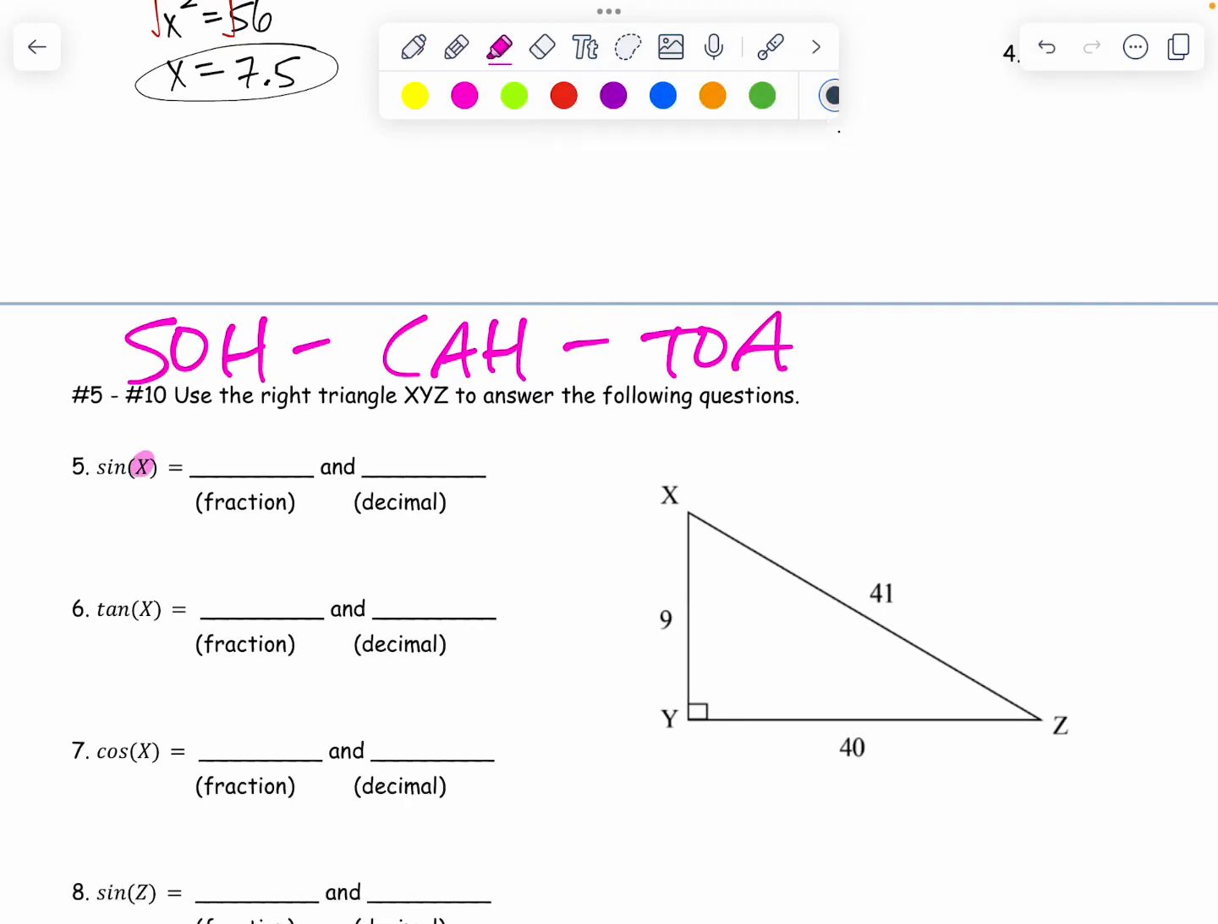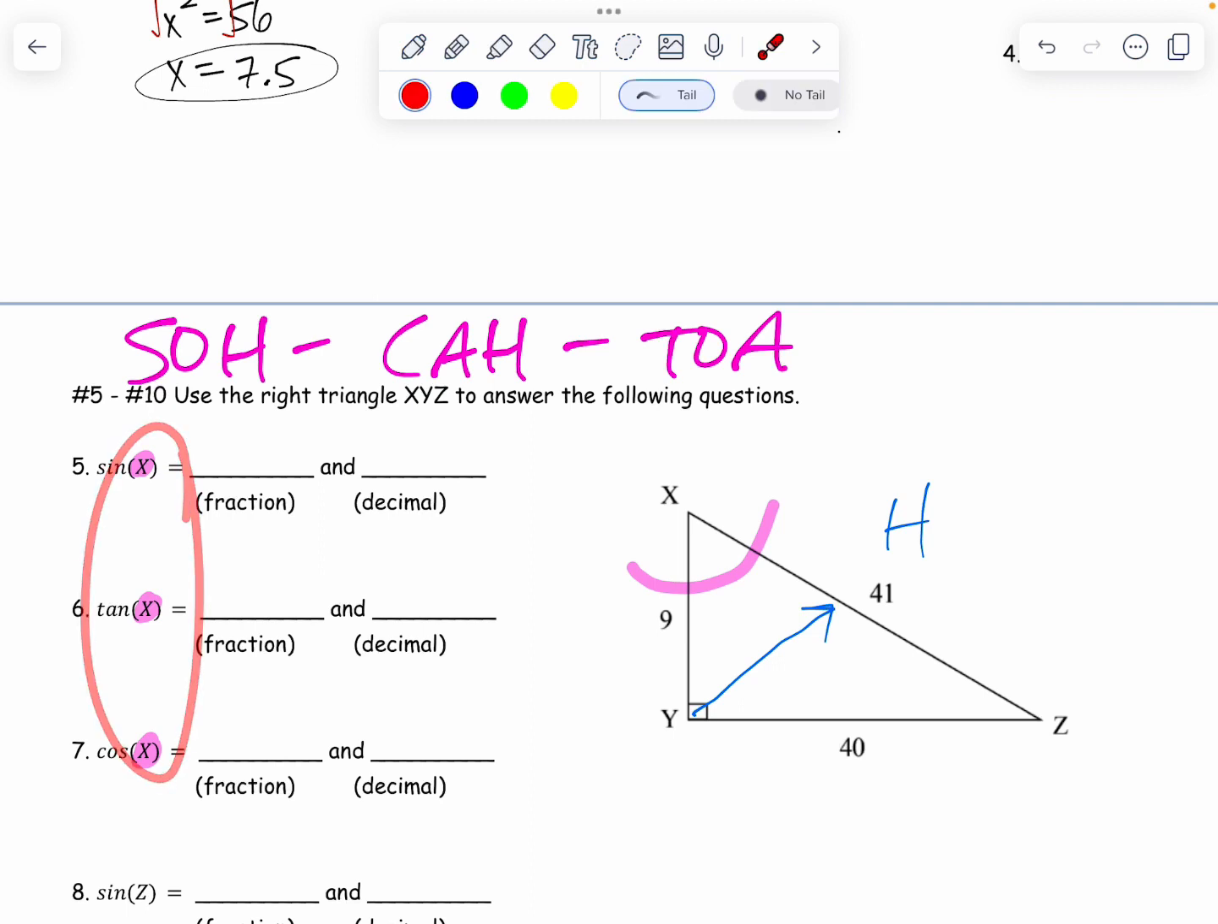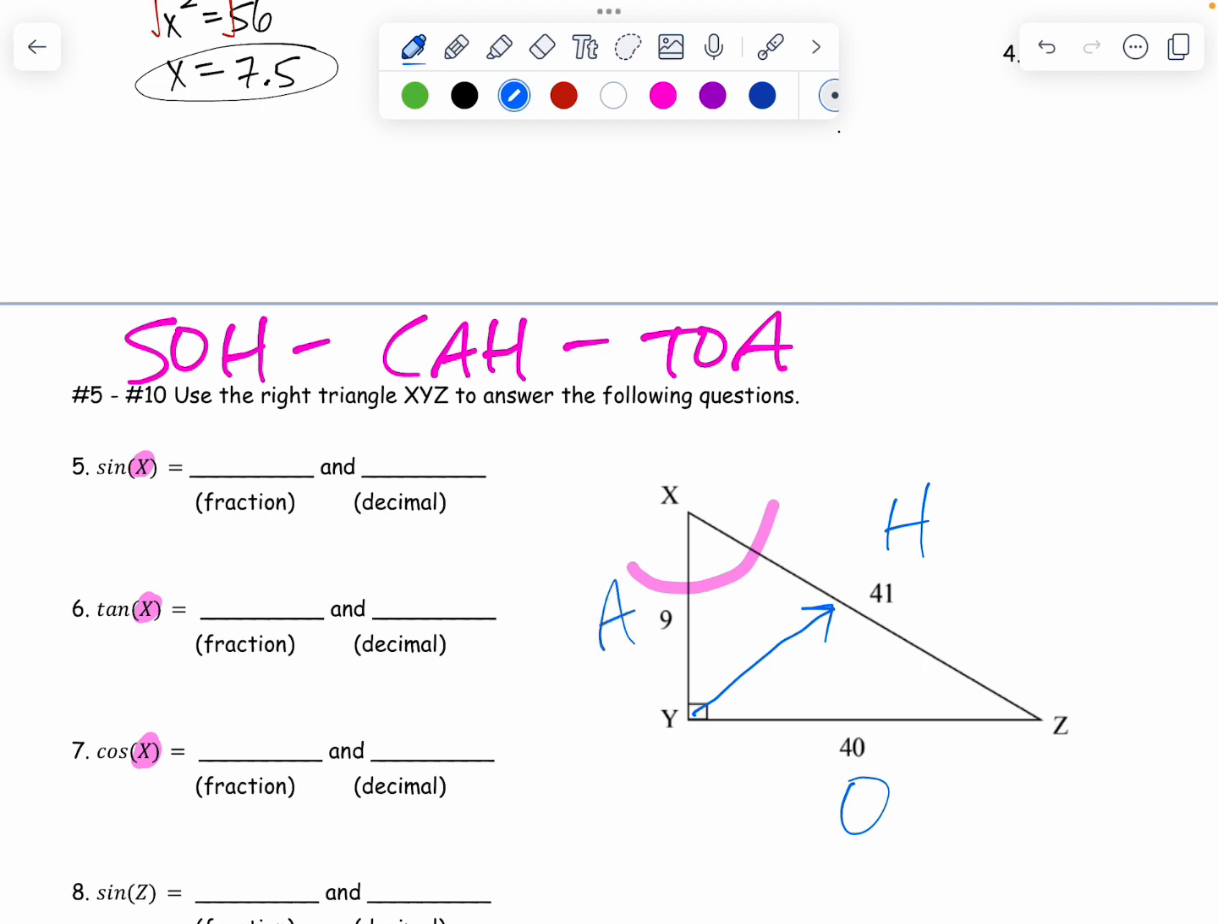The first 3 questions are asking me about angle X. So do you remember how you're supposed to swoop angle X? And I'm going to label all the important stuff. So the side opposite the right angle, this is the hypotenuse. I'm going to put an H there. That's always the side that's across from the right angle. The angle that I have swooped, these 3 questions are asking about angle X. So that means that this side is opposite. So I'm going to label this with an O for opposite. And then remember, the last side we always put an A by. That's called adjacent, okay?